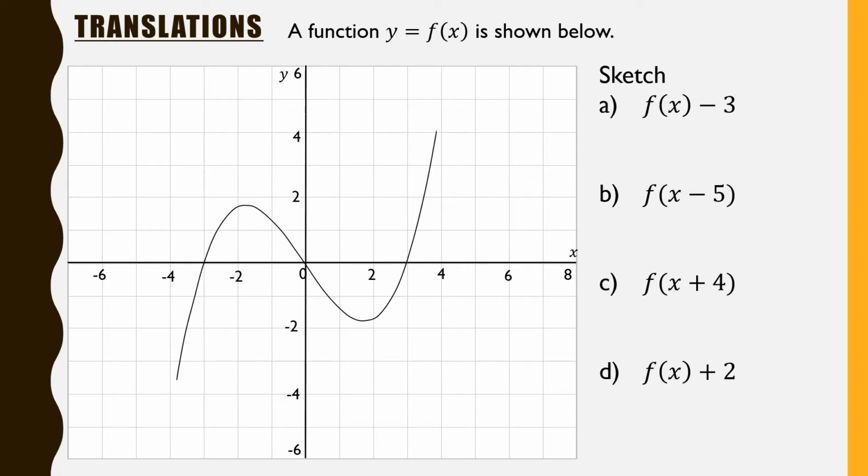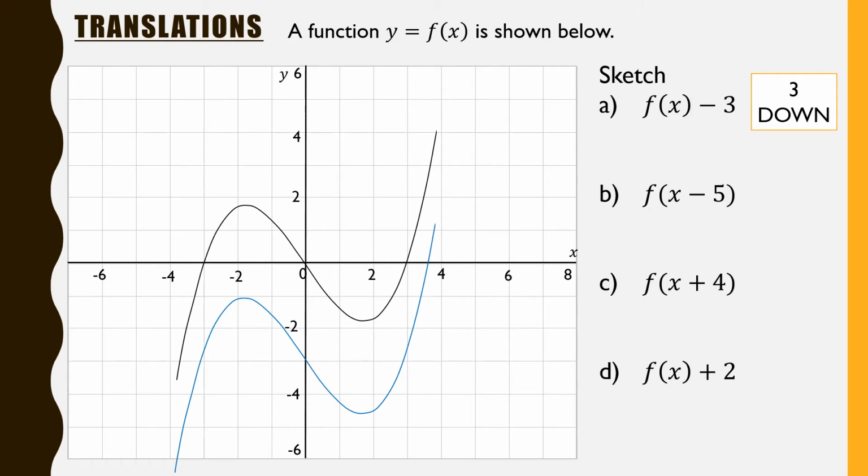So this time I've just got a function. I have no idea what this function is called, but we know it's f of x, so I can now move it around and put it in the place it's meant to be. So the first one is f of x take away 3. Now because the number is on the outside, that means I'm moving this 3 spaces down. So I would literally draw exactly the same thing, 3 spaces down, sketch it as best I can, and there we go.